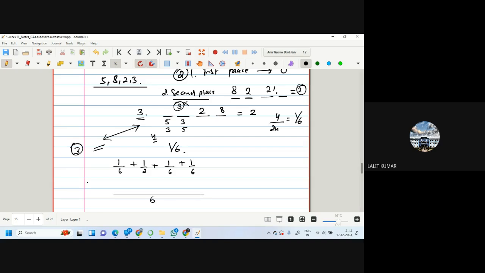And this should add up to 1. So this will become 6: 1 plus 3 plus 1 plus 1. It is 6 by 6, which is equal to 1. So your answer is correct. Is that okay? So this is, okay, another way of doing this.